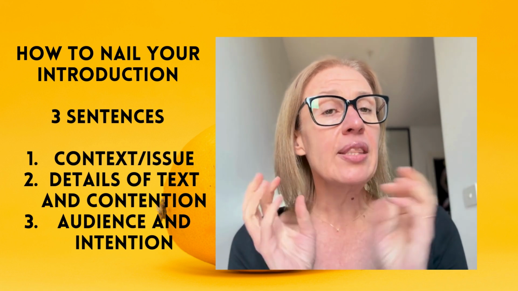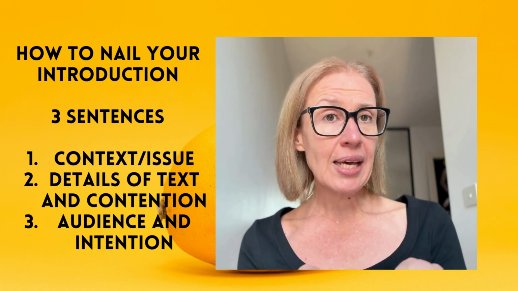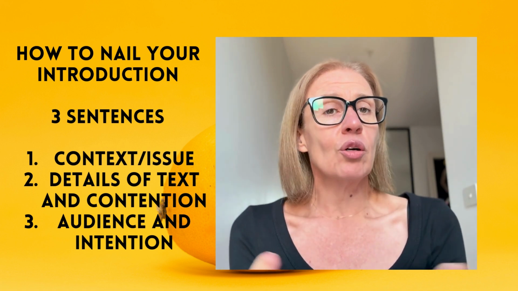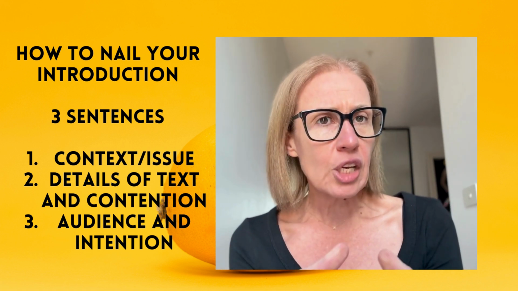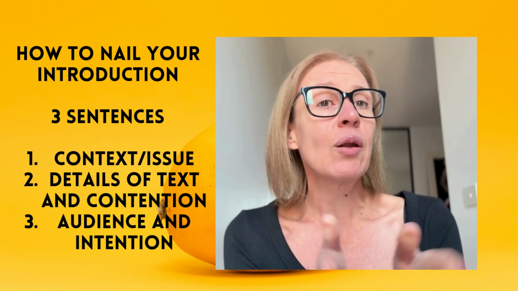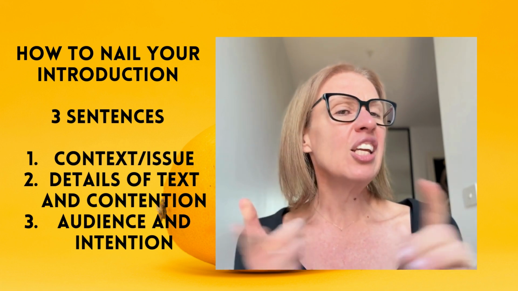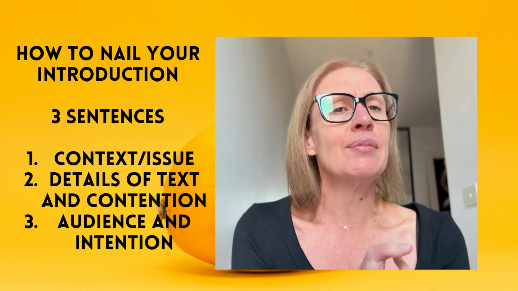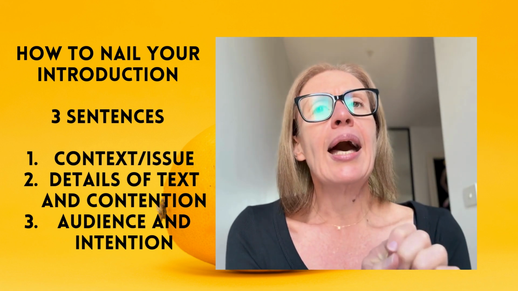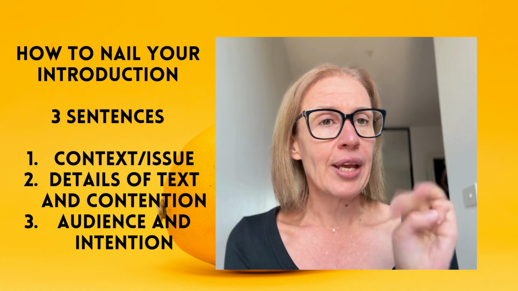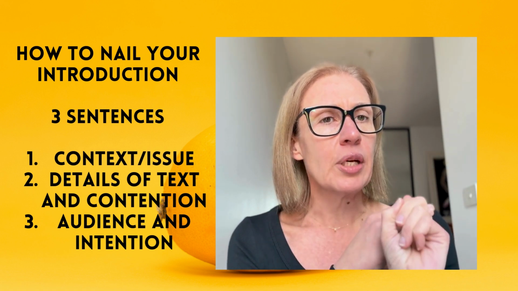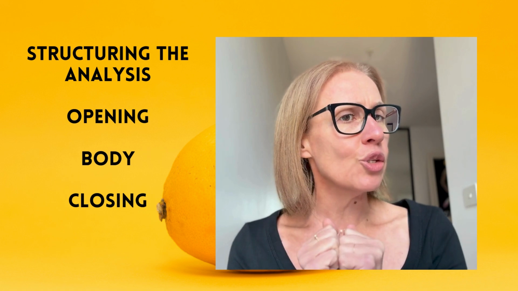Okay. And number 3, the audience and the intention. Who's being targeted and why? Okay, so that is your sort of, in terms of what the author wants to achieve, who is it aiming it towards and why? What do they want them to do? Okay, you don't need to include tone, you don't need to include any techniques, you don't need to include the visual, just those 3 sentences. Context, details, audience and intention. Simple. So how do you structure your analysis?